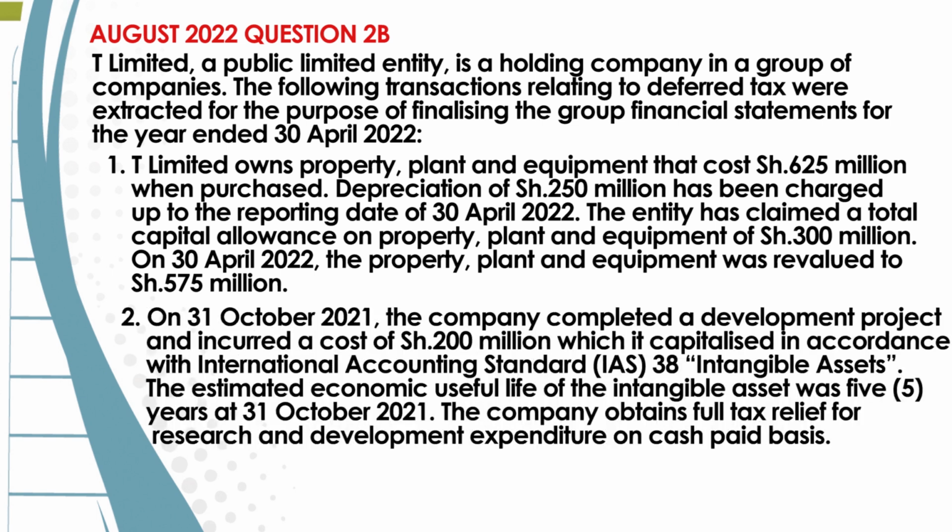Number two, we are told on 31st of October 2021, the company completed a development project and incurred a cost of 200 million, which it capitalized in accordance with IAS 38. The estimated economic useful life of the intangible asset was 5 years at 31st of October 2021. Then you're told the company obtains a full tax relief for research and development expenditure on a cash paid basis.